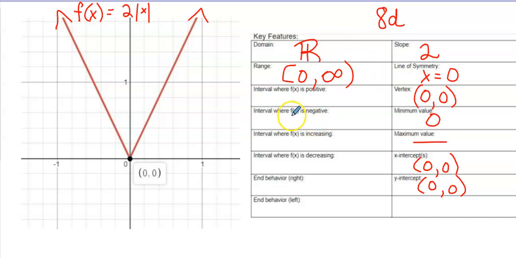F of x is positive, the whole thing, and negative does not exist. Line through a circle, however you want to do that, it's fine. F of x is increasing on the right side, and it goes from 0 to infinity. F of x is decreasing on the left side, goes from negative infinity to 0.